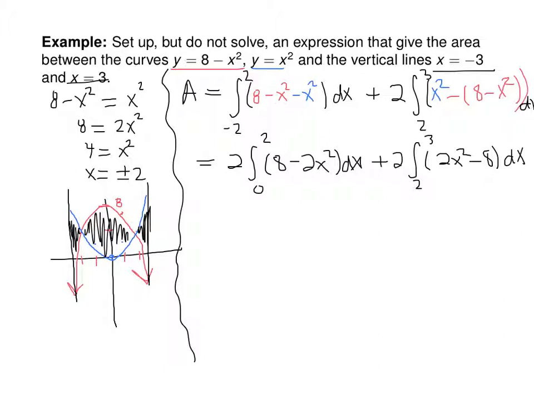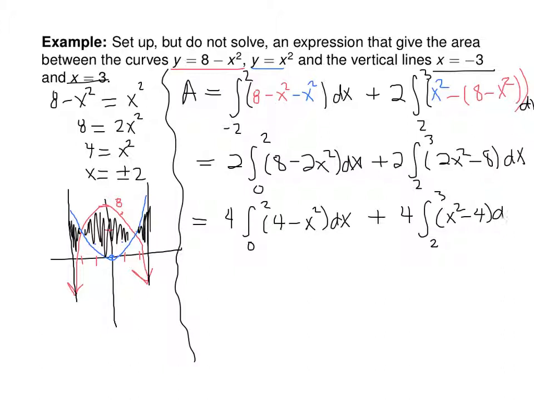Now, when you work out, let's just take out the greatest common factor. You can take out a greatest common factor of 2 in both integrals, making this 4 times the integral from 0 to 2 of 4 minus x squared dx, plus 4 times the integral from 2 to 3 of x squared minus 4 dx.